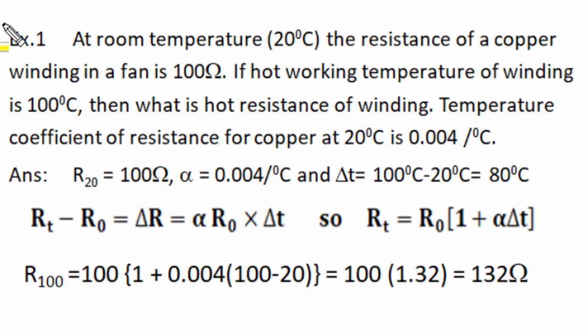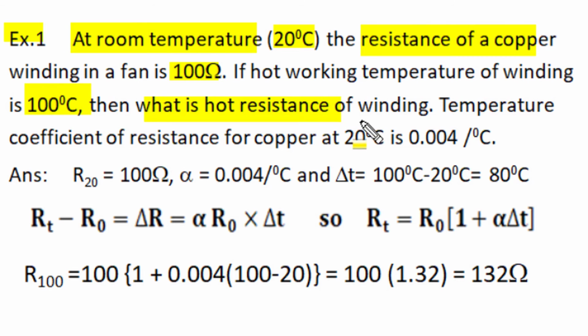This numerical example will explain that there exists a significant change in resistance value with change of temperature in pure metals. It is given that at room temperature, which is 20 degrees Celsius, the resistance of the copper winding used in a fan is 100 ohm, and during working, due to losses, when the temperature of the winding is increased to hot conditions of 100 degrees Celsius, then what is the hot resistance of the copper winding?